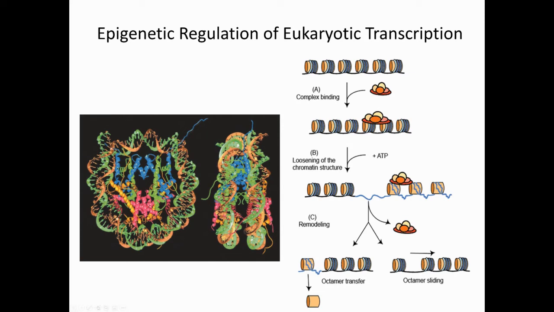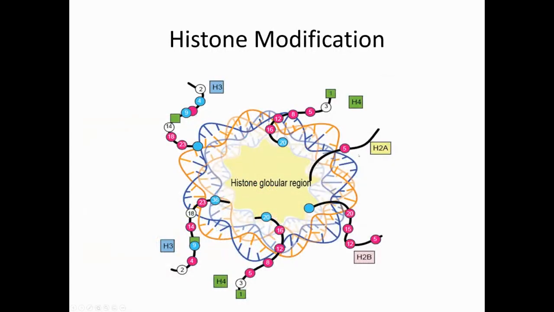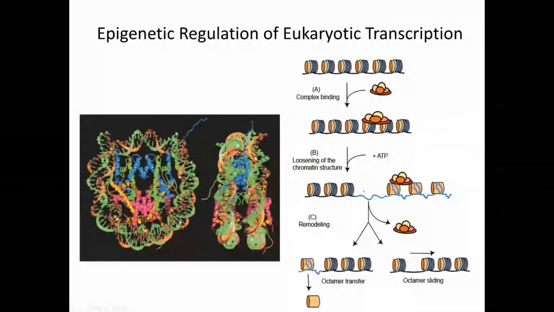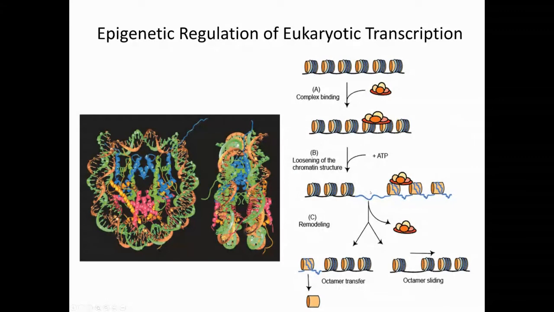This is a picture of the nucleosome, and inside here is the core histone, and this is DNA, and this is the histone tail. For the first one, the chromatin remodeling complex, basically they will be able to remove the nucleosome from the promoter temporarily, either by octamer transfer or octamer sliding, so that they can make the DNA available for the transcription factor to access.